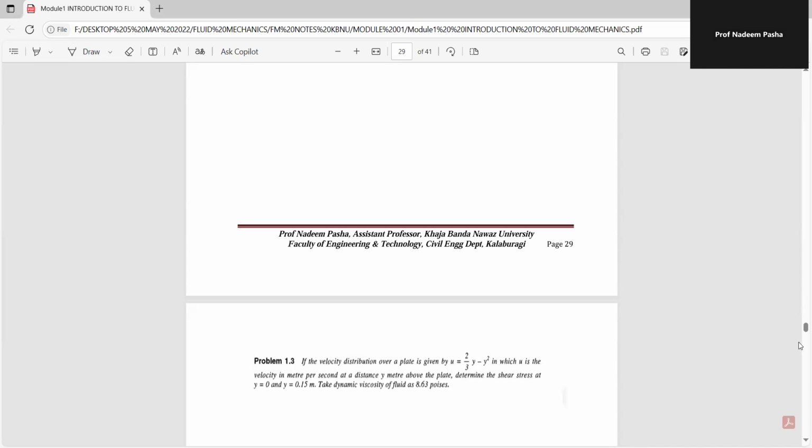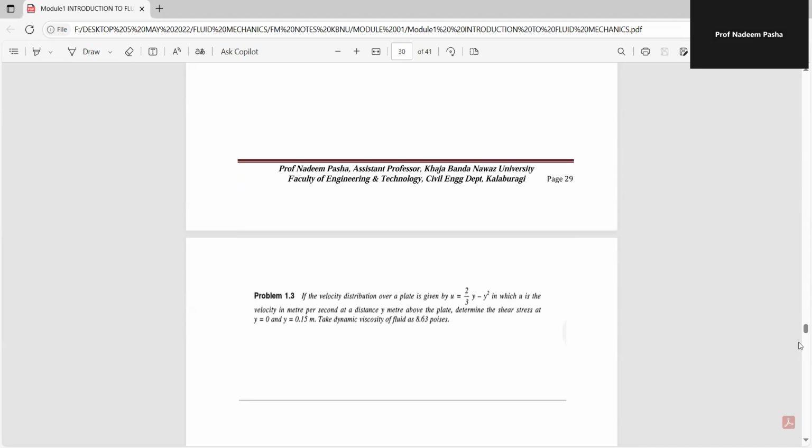So, the first problem is on Newton's law of viscosity. If the velocity distribution over a plate is given by u is equal to 2/3 y minus y square, in which u is the velocity in meter per second at a distance y meter above the plate, determine the shear stress at y equal to 0 and y equal to 0.15 meter. Take dynamic viscosity of fluid as 8.63 poise.